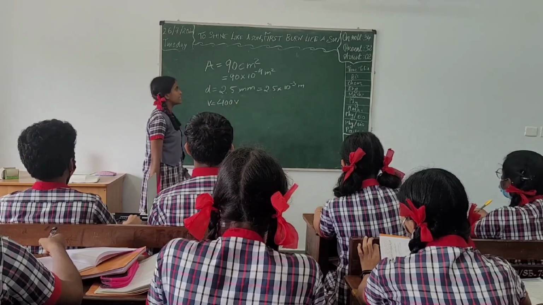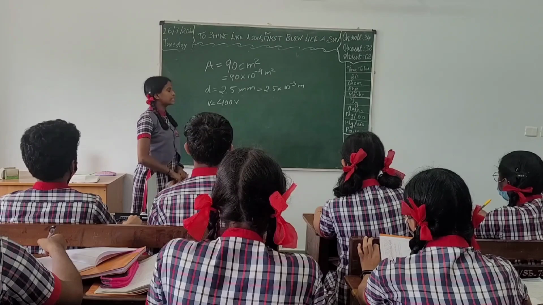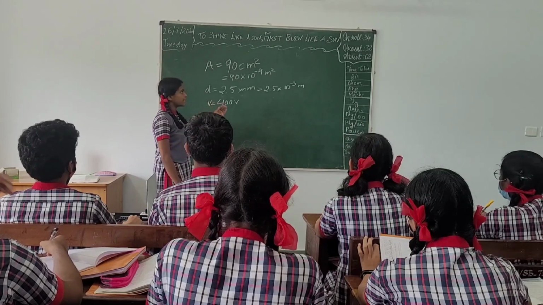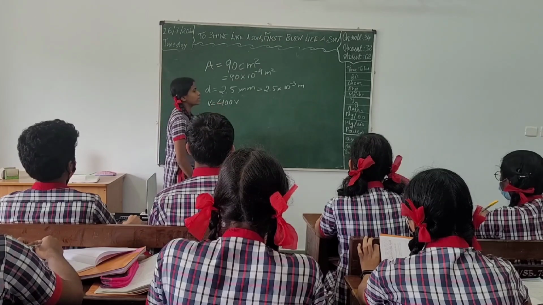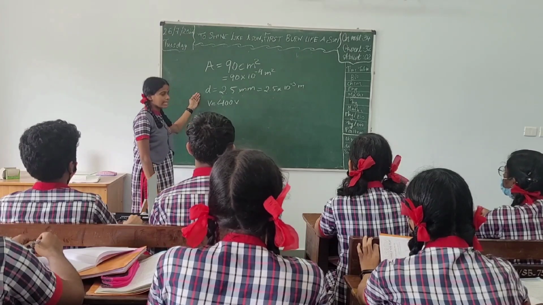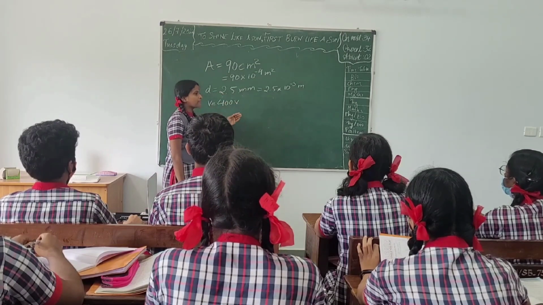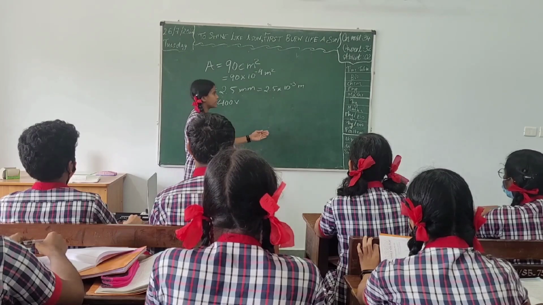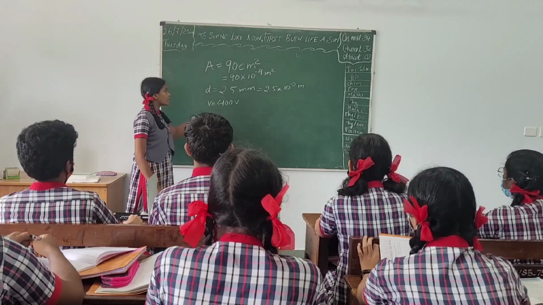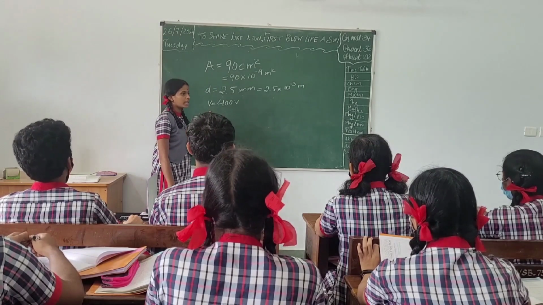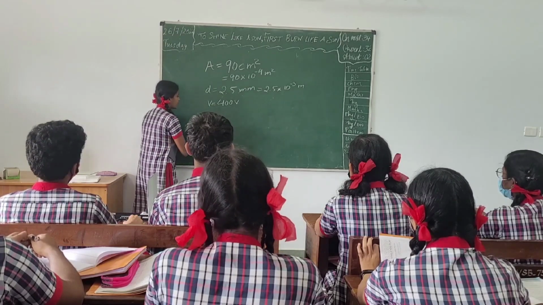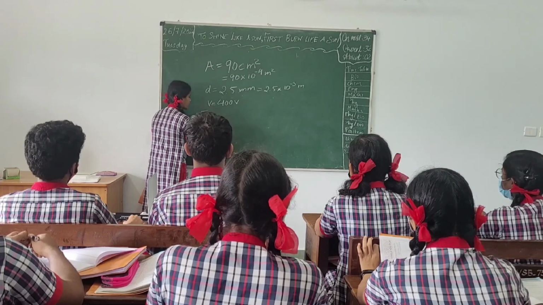We are provided with the area of the parallel plate capacitor, that is 90 cm square, and converting it into the SI unit meter square, it is 90 into 10 raised to minus 4 meter square. We are provided with the distance D, 2.5 millimeter, and converting it into meter, it is 2.5 into 10 raised to minus 3 meter, and we are provided with the voltage V equal to 400 V. We are asked to find the energy stored between the parallel plates.